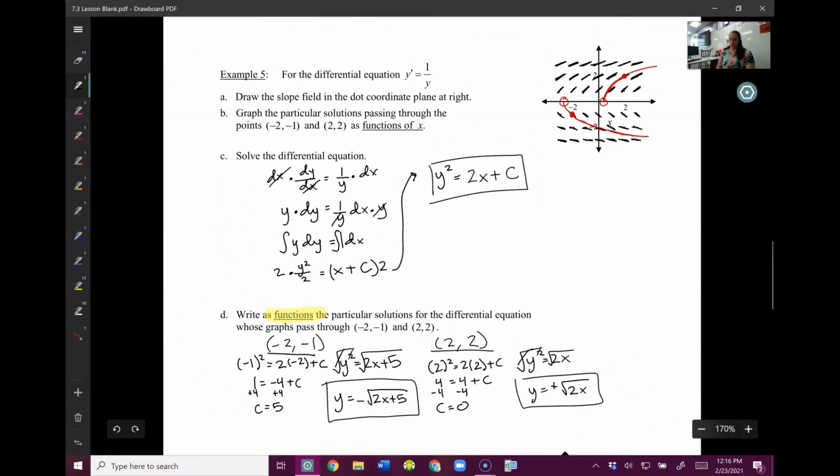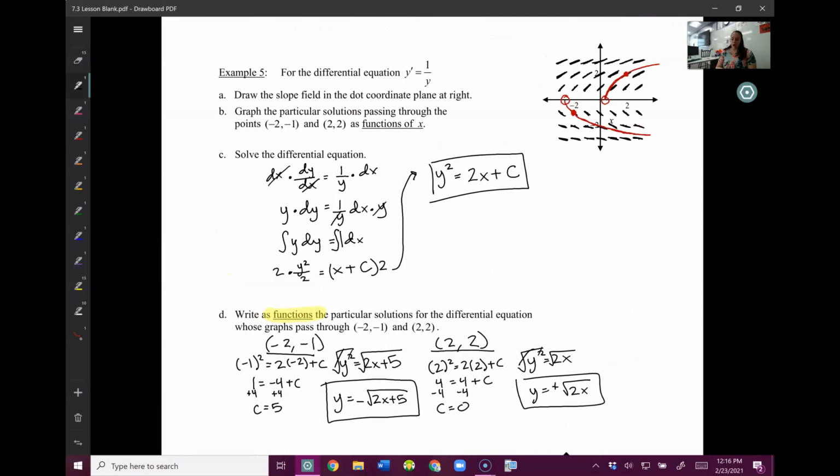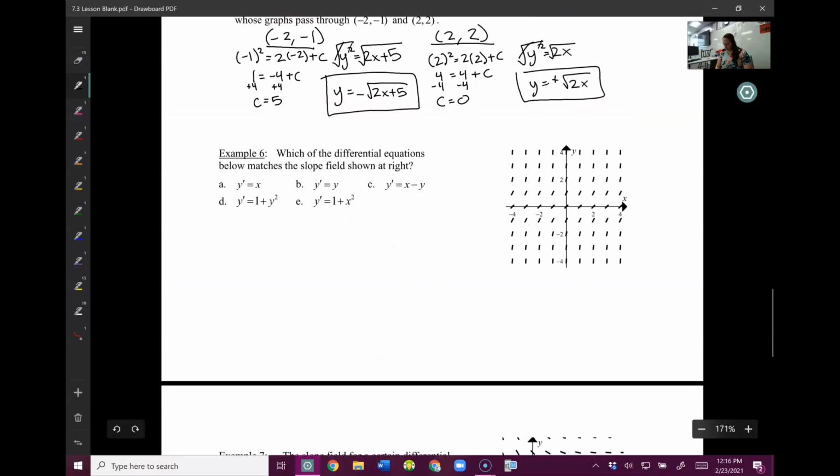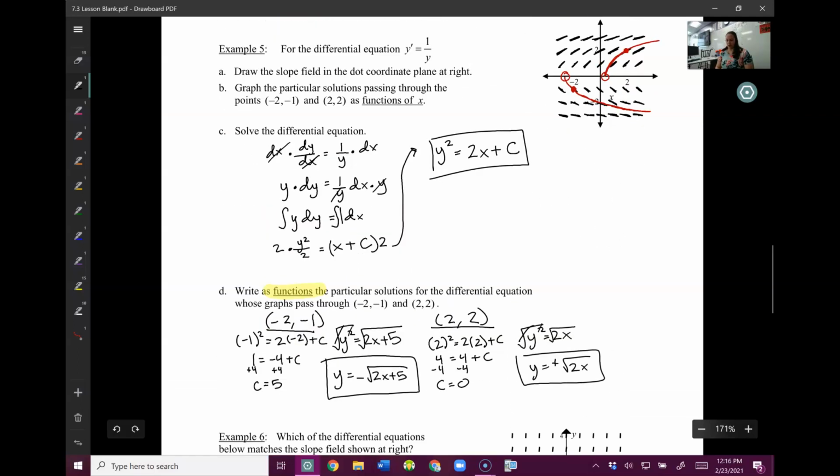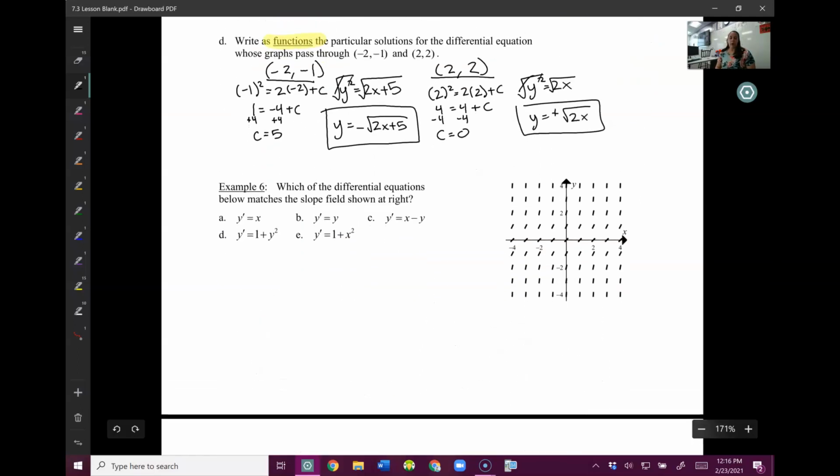So that is just one more example of common questions with slope fields. In the last video, we're going to talk about very common multiple choice questions with slope fields.